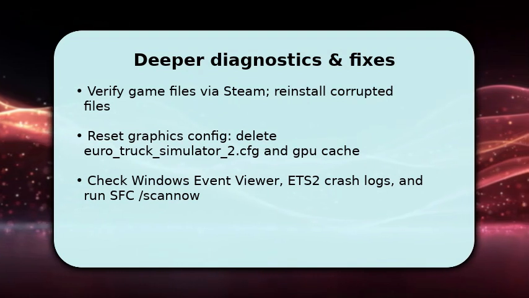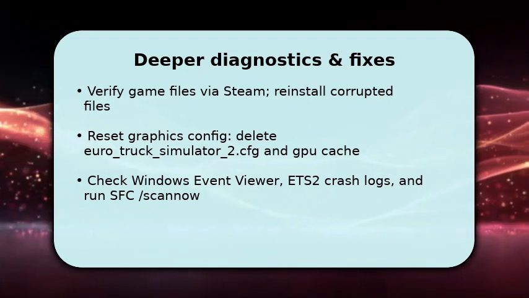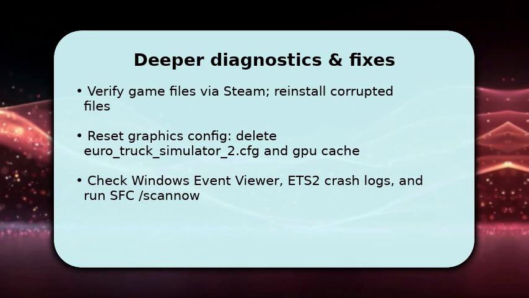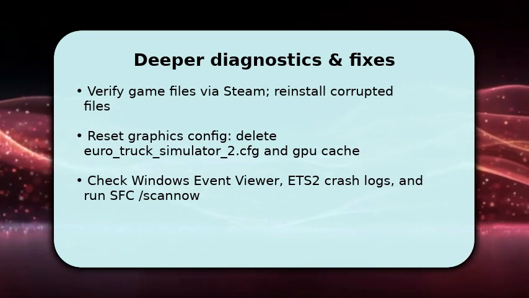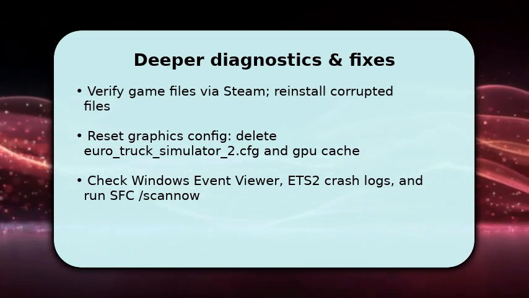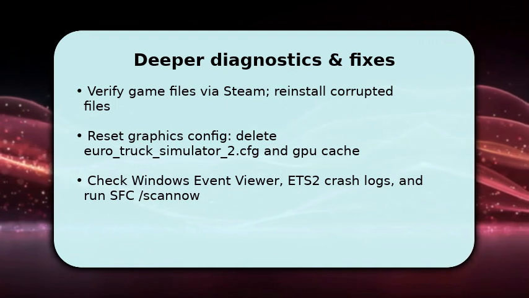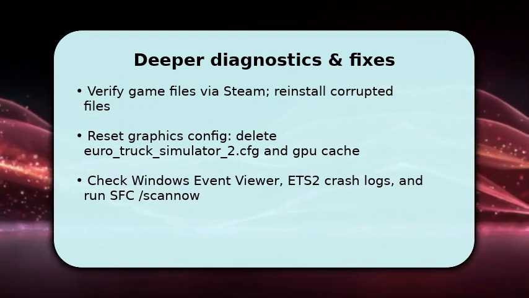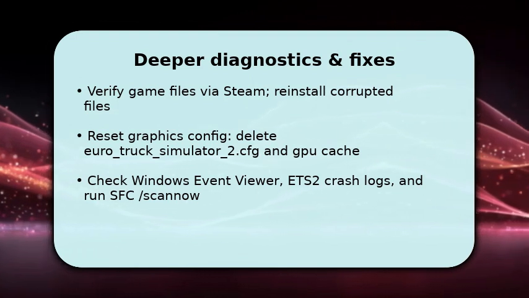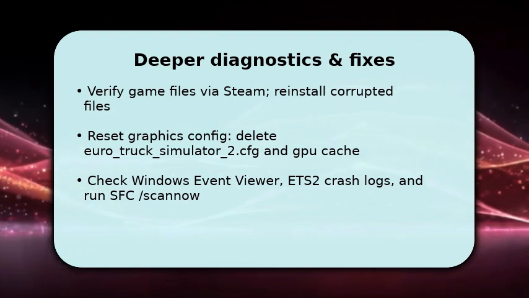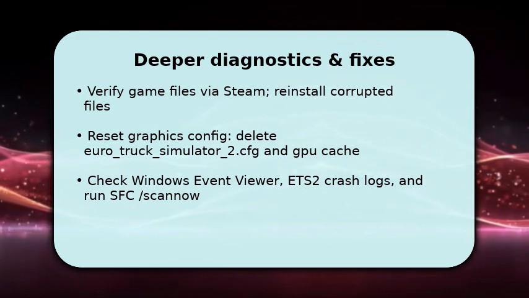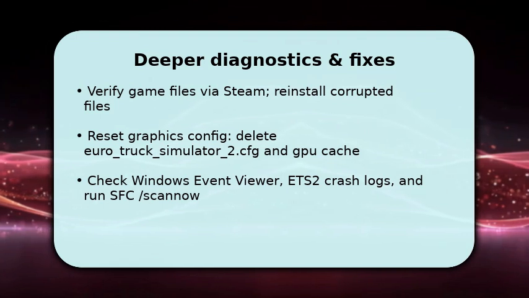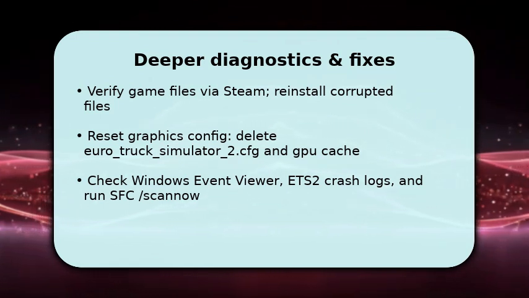Now you perform deeper diagnostics to locate the fault. Verify game integrity in Steam to repair corrupted files, and if crashes persist, delete the Euro Truck Simulator 2 CFG and the GPU shader cache so ETS2 rebuilds clean settings. Check Windows Event Viewer and the game's crash logs to identify specific modules failing, and run System File Checker, SFC /scannow, to fix OS file issues. Make sure to reproduce the crash after each change so you know which actions solved the problem.